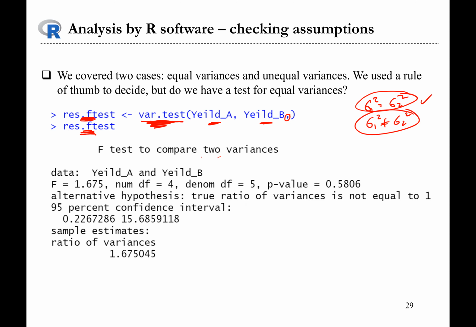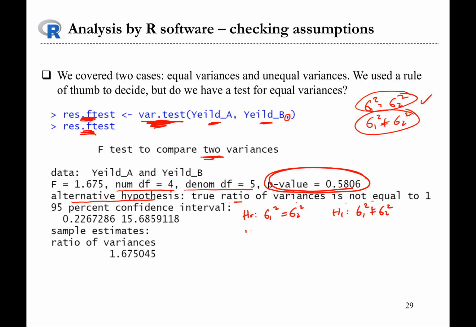For the test comparing two variances, it gave me the numerator degrees of freedom and denominator degrees of freedom, but the one I'm interested in is this value. It says the alternative hypothesis: true ratio of variances is not equal to 1. What do you mean, ratio? We didn't talk about ratio. We use H0: sigma 1 square equals sigma 2 square versus H1: sigma 1 square doesn't equal sigma 2 square. This is what I'm going to test.